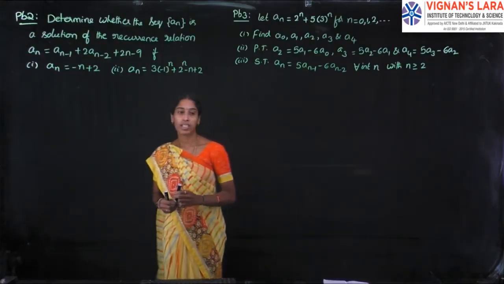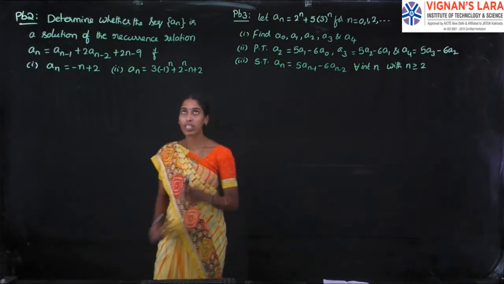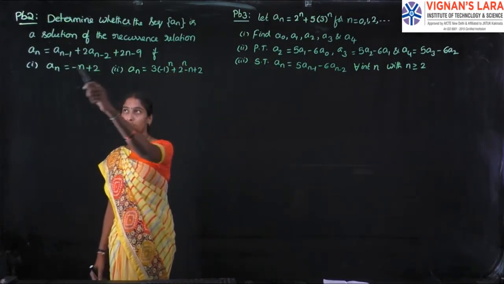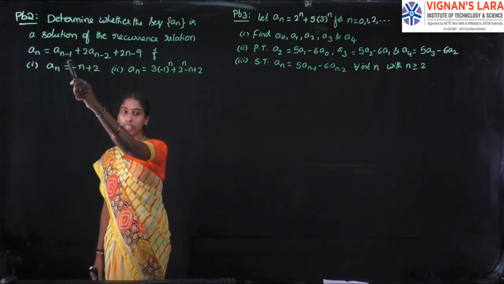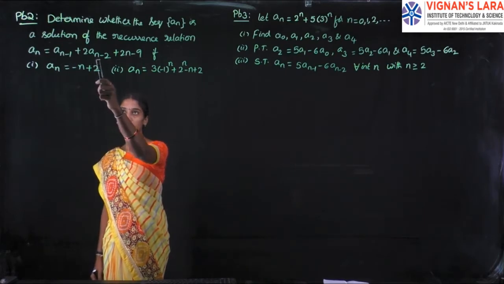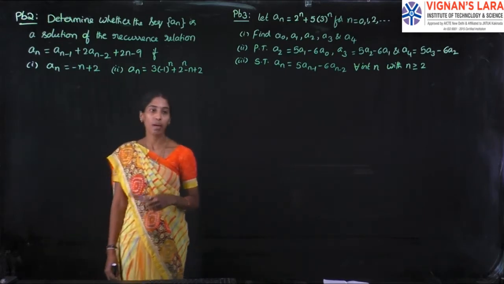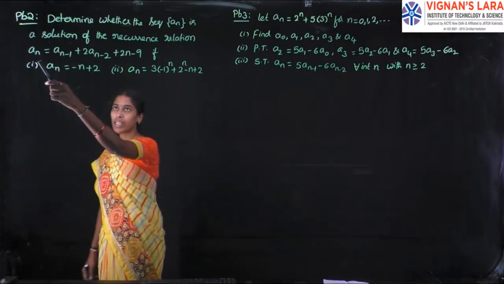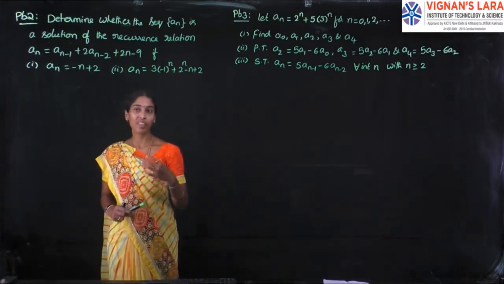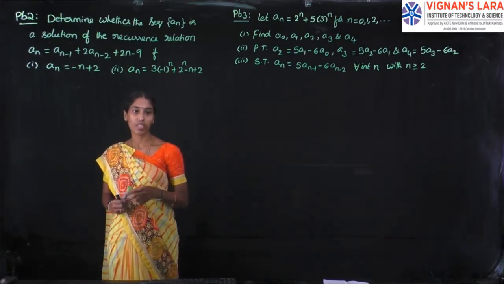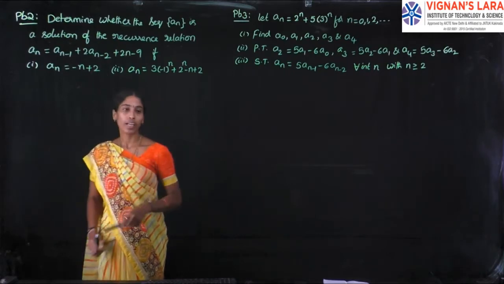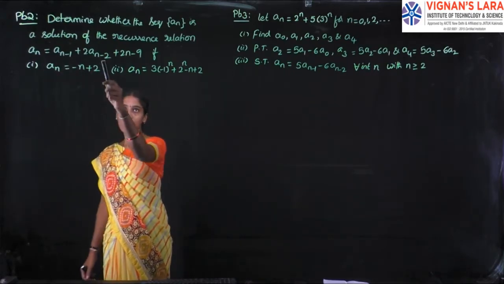Now we see the next problem. Determine whether the sequence An is a solution of the recurrence relation, that is An is equal to An minus 1 plus 2 An minus 2 plus 2n minus 9. Here An is expressed using the previous terms, which are An minus 1 and An minus 2. So it is a recurrence relation.